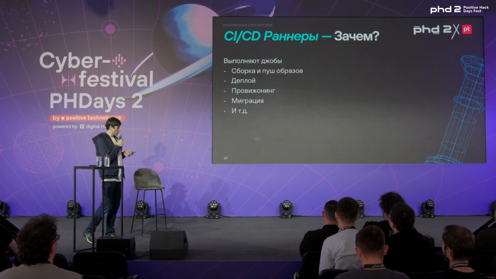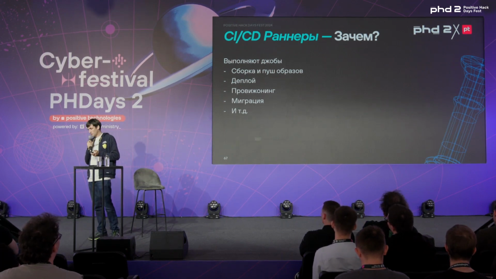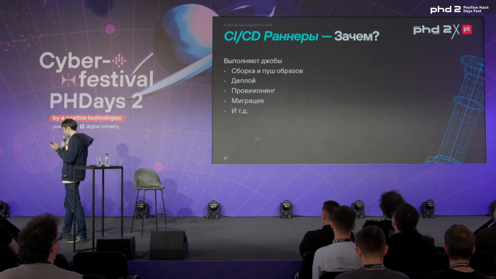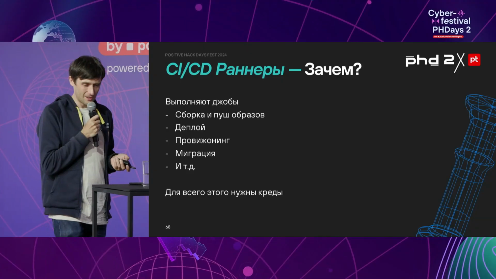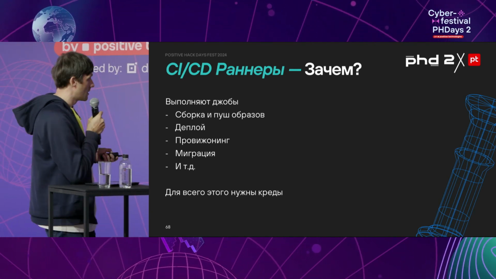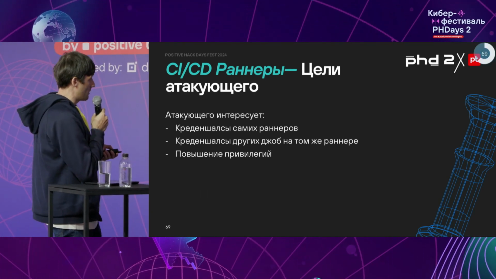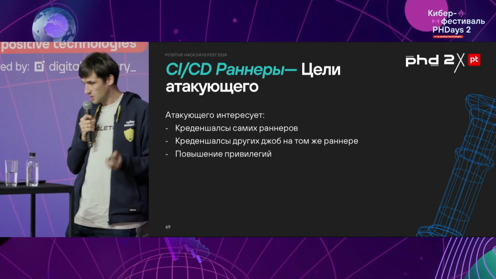So they either build and push artifacts or images. They can deploy, do provisioning or migrations. And for all of this, you need credentials. This is important for the attackers. So runners have credentials, and these are what we are interested in.